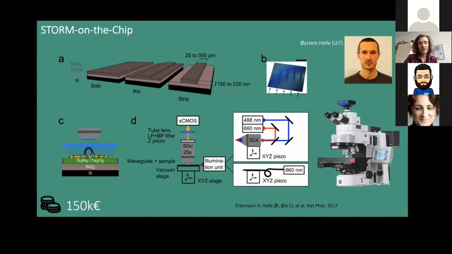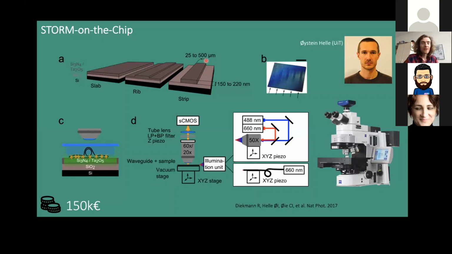And so we thought, okay, we can combine this with something from the group around Balpreet Singh Ahluwalia and Øystein Helle at Tromsø University in Norway, and they have these photonic chips. So in fact, it's like a cover slip. It's not made out of glass, it's made out of silicon or some silicon dioxide, and then there's a high refractive material on top. In this case, it's, for example, a slab, some 25 to 500 micrometer wide and 150 nanometer high. So it's insanely small. So it's a fraction of the wavelength.